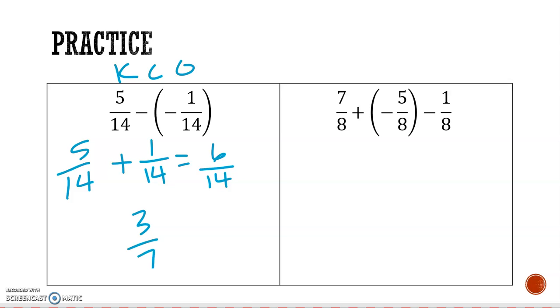All right, so next one I have 7 plus negative 5. So those 5 negatives will take away 5 of the positives and leave 2 positives left over. I'm going to bring down that minus 1/8. So now I just have 2 minus 1. Gives me 1. So I have 1/8 as my final answer.